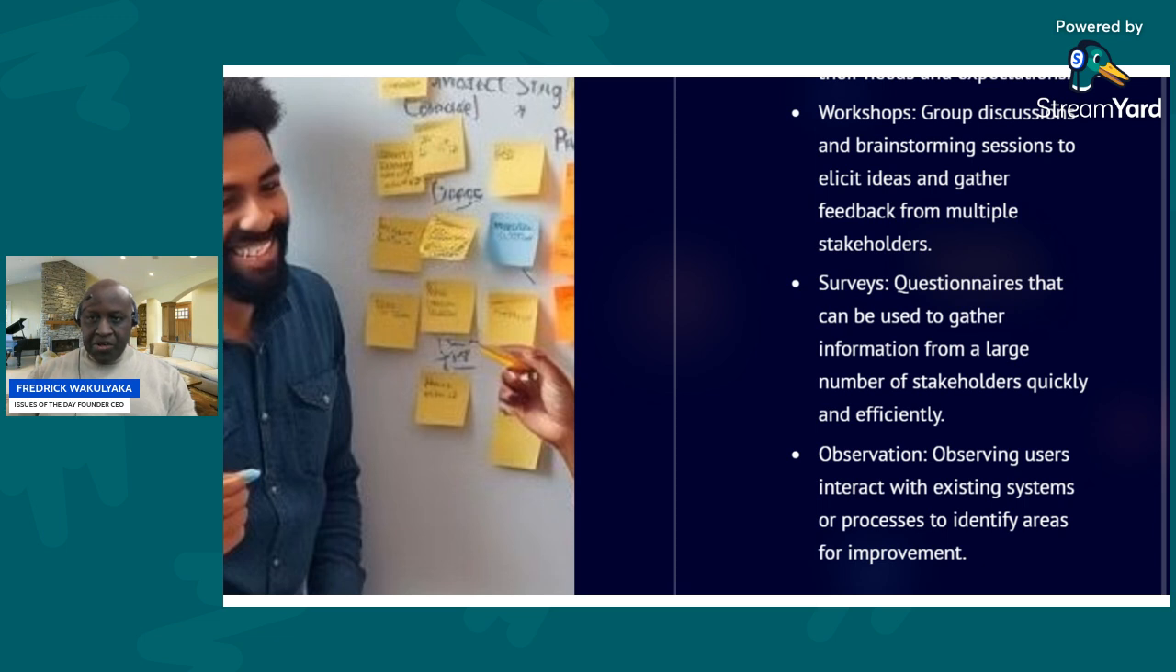Workshops, group discussions and brainstorming sessions to elicit ideas and gather feedback from multiple stakeholders. Surveys, questionnaires that can be used to gather information from a large number of stakeholders quickly and efficiently. Observation, observing users interact with existing systems or processes to identify areas for improvement.